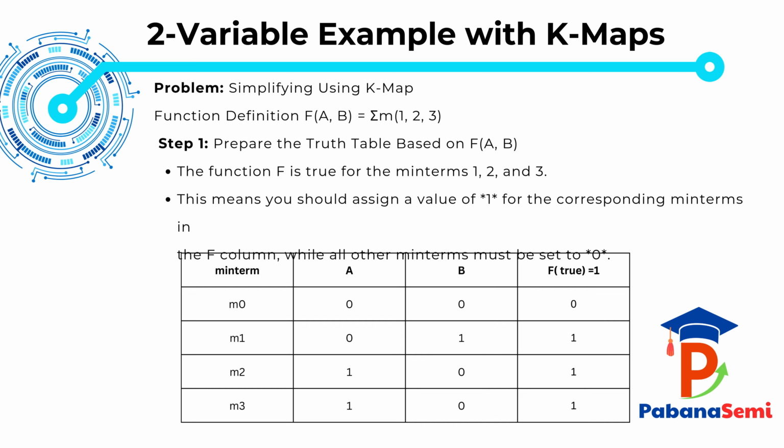Understanding the table, m0, where a equals 0 and b equals 0, results in f equaling 0. m1, where a equals 0 and b equals 1, produces f equals 1. m2, where a equals 1 and b equals 0, yields f equals 1. m3, where a equals 1 and b equals 1, results in f equaling 1. This truth table will be utilized to fill the Karnaugh map in the upcoming step.